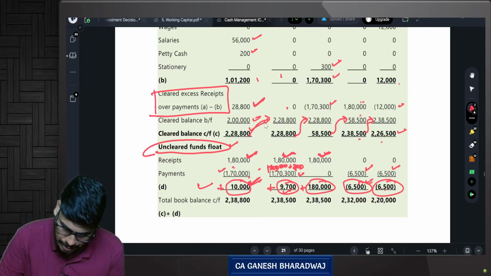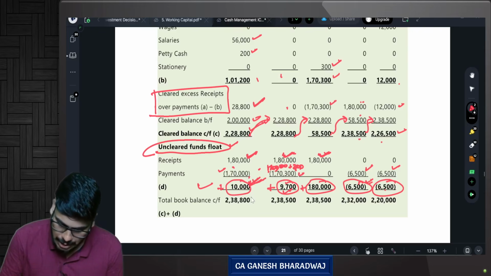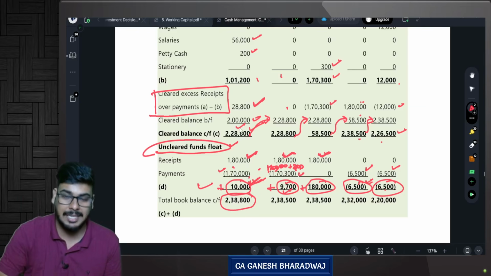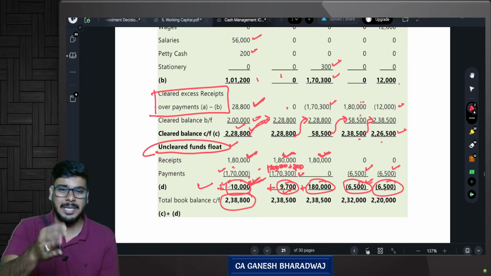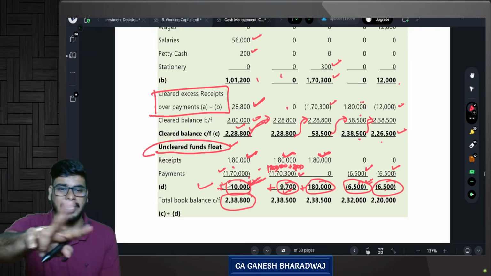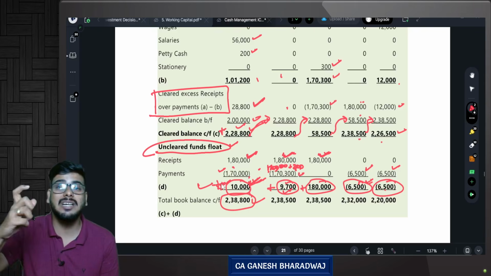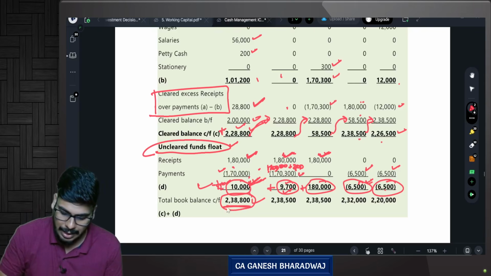So the cleared funds plus the uncleared funds gives you the total book balance. So 2,28,800 is the actual balance that I have in my account plus 10,000 rupees. I know that I will be receiving it in the next 1 or 2 days. That's because of my clearing difference and all. So the total book balance is this cleared balance plus my uncleared fund float. It's going to be 2,38,800.